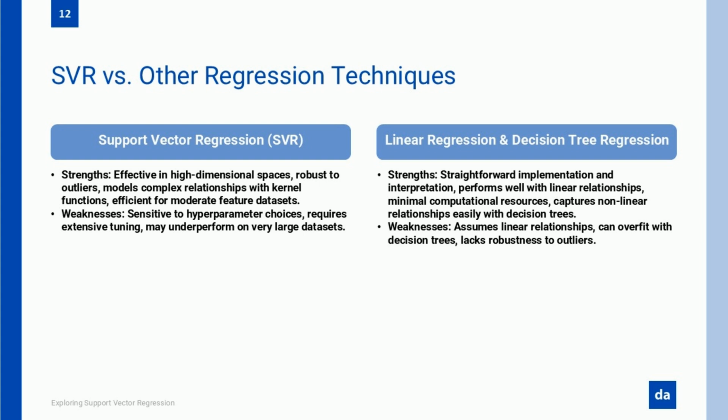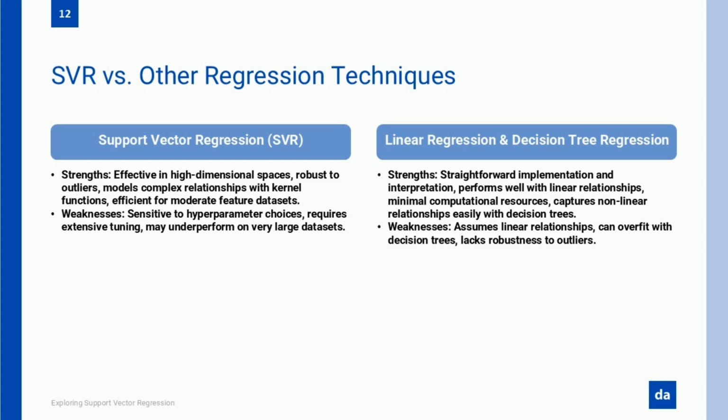However, it has a significant limitation. It assumes a straight-line relationship between input features and the target variable. If the data has complex nonlinear patterns, linear regression struggles to provide accurate predictions. SVR, on the other hand, can model both linear and nonlinear relationships using different kernel functions, making it much more flexible. Another major difference is how errors are handled.